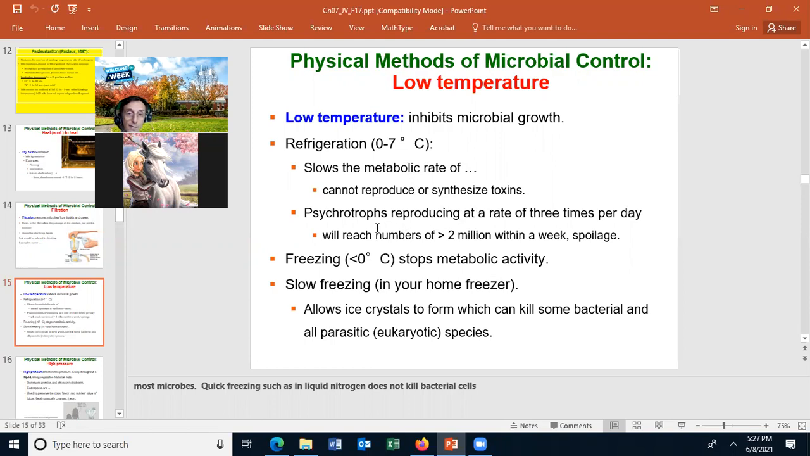The psychrotrophs, though, live at this temperature, and they do reproduce at a rate of 3 times per day. So they will reach numbers of greater than 2 million within a week, and then cause food spoilage within a week. And that's why when you have food in the refrigerator, it should be tossed after about 1 week.